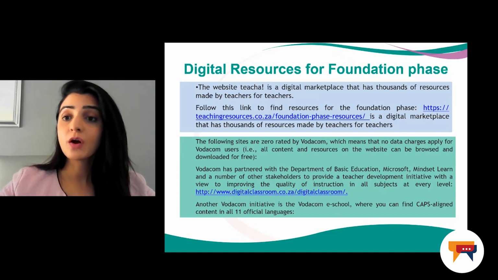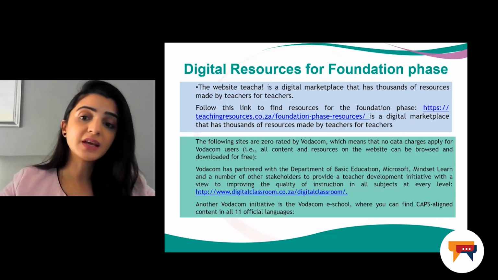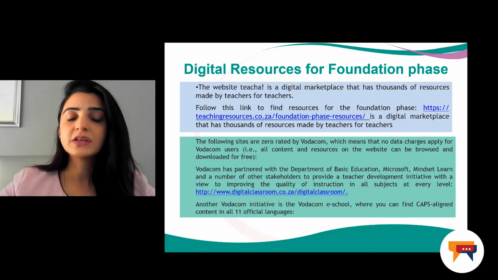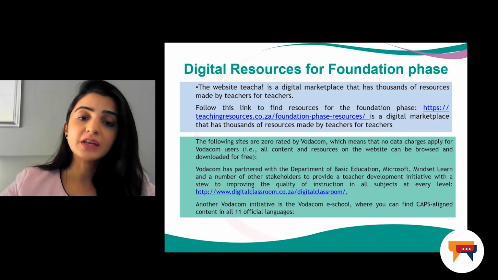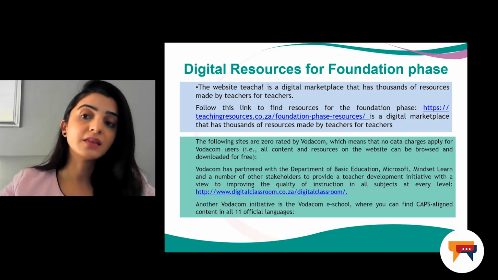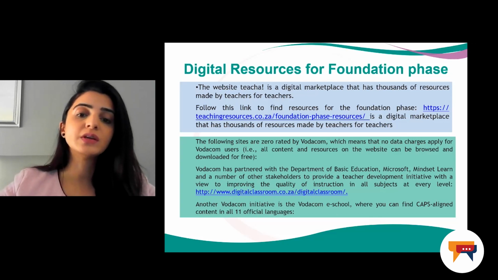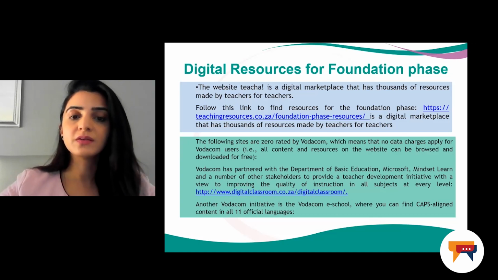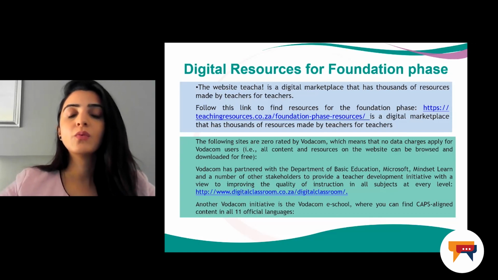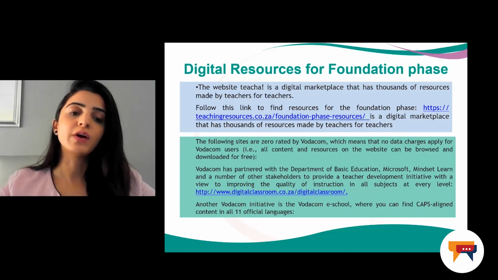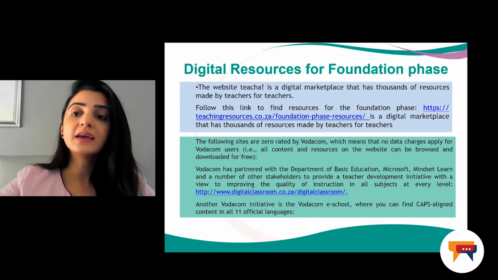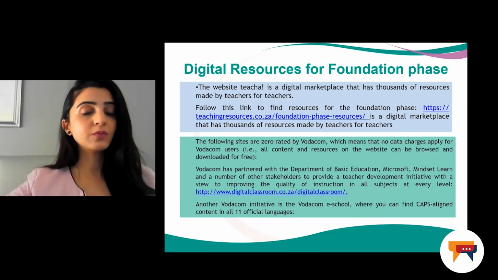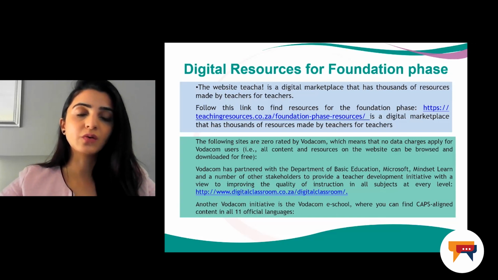more effective. Vodacom is also partnered with the Department of Basic Education to improve the quality of instruction in all subjects at every level and provide teacher development initiatives, which I think is great. And I think you should not pass on these opportunities to use these resources, enjoy them, work with them, and make your teaching more effective. So I want you to go through this and highlight it, maybe write it down somewhere so that you, in future or even now when you're planning lessons, you're able to use these resources.